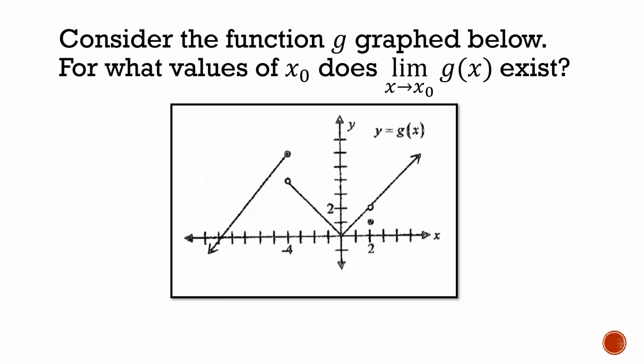So the first thing I look at on this graph is at -4. At -4, I notice there's a little jump going on right there.